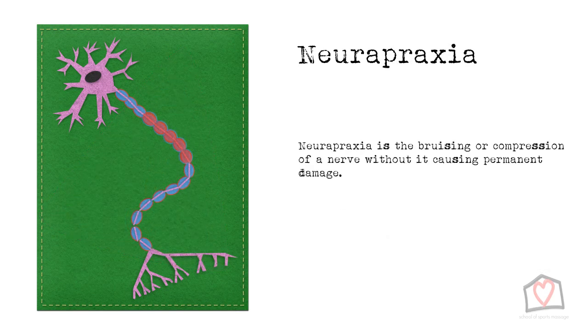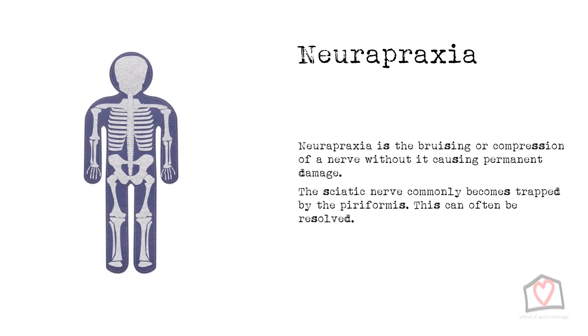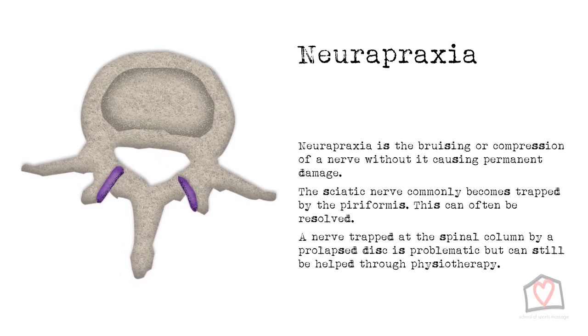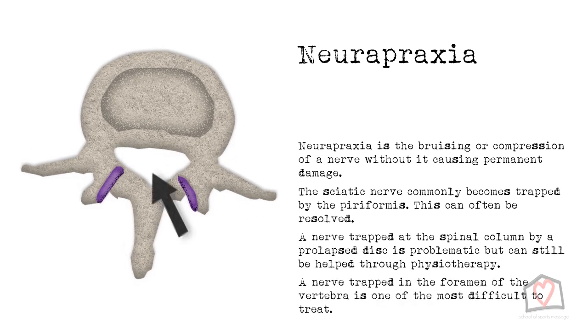Neuropraxia is the bruising or compression of a nerve without it causing permanent damage. A common neuropraxia would be the sciatic nerve being trapped by the piriformis, which can often be resolved fairly easily. It will be more problematic if it is trapped at the spinal column by a prolapsed disc, but can still be helped through physiotherapy. The most difficult is when it's trapped by the forearm, at the vertebrae. This is where the bone has started to grow, reducing the space available for the nerve. Painkilling injections may be tried, nerve blocks, or sometimes surgery is required.